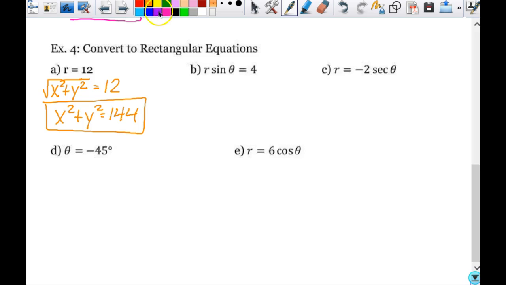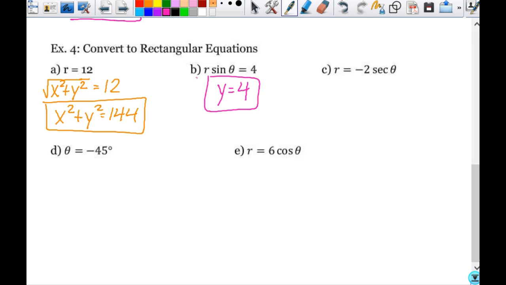All right, so I'm in polar. I've got r sine theta equals 4. What do I substitute in for r sine theta? Y. So y equals 4, and I'm done. Okay? The line y equals 4 is way more complicated in the polar system, right? But it still would graph the exact same line.